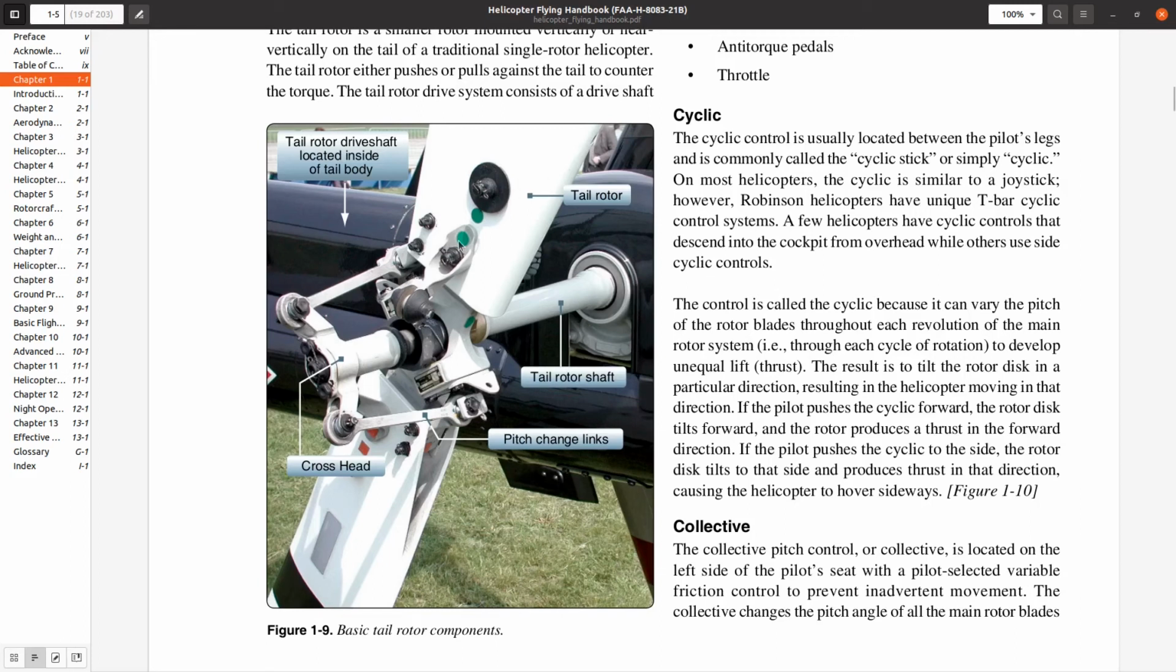So this is how we turn on the ground. This is also how we counteract any right turning tendencies of the helicopter. Again, just like you steer an airplane on the ground with your feet, you steer your helicopter in a hover taxi with your feet. Same thing.